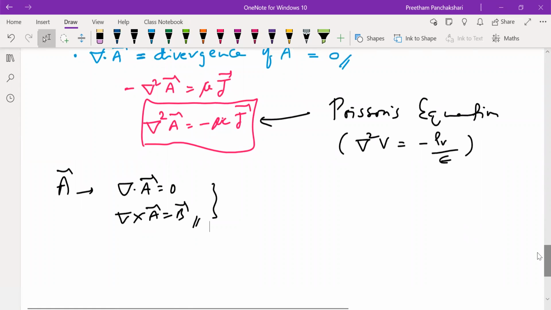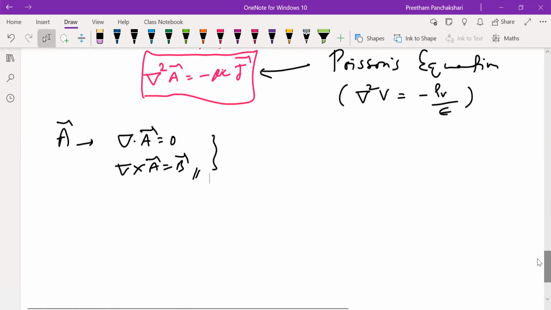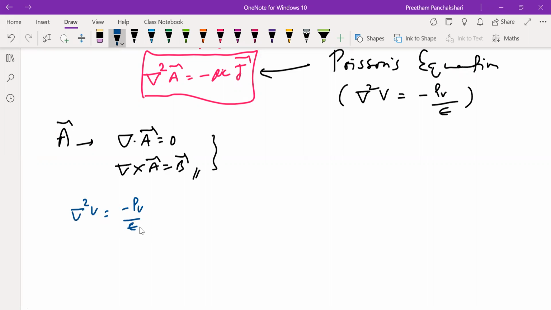Next, at the same time, I can write some solutions about this vector magnetic potential with the knowledge of scalar electric potential. Okay. Now consider this relation del square V is equal to minus rho V by epsilon. So from this relation, we can conclude that rho V is volume charge density, which is present at a point. Then electric potential is produced at a distance of r, let us say. So we know that in electrostatics, you have studied many applications where charge is present at one point and electric potential is measured at another point.